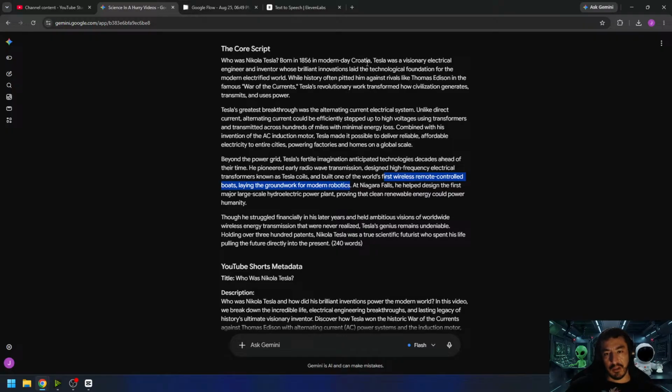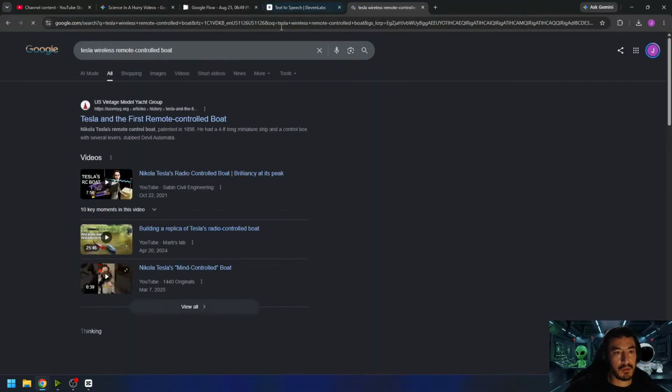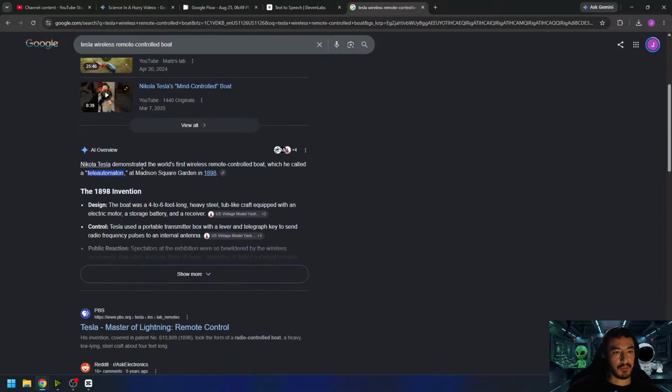See, now that is something that's new to me, is the wireless remote controlled boat. Actually never heard of that. So let's go Tesla. It doesn't take long. Nikola Tesla's remote control boat, patented in 1898. He had a 4 foot long miniature ship and control box.